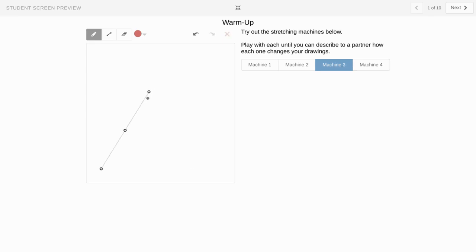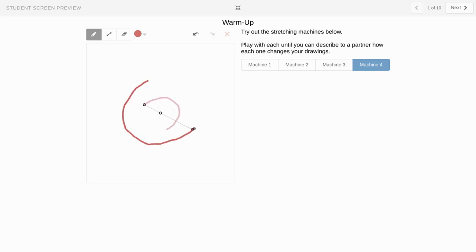All right, third machine. Oh, the dot's over there, but now I'm in control of a different dot. And machine 4. Oh, the dots are on different sides. Just going to make a circle. Oh, it's kind of like a target. Well, and the dot's on the opposite side. Okay. So once you've played around with that, you can move on to the next page.